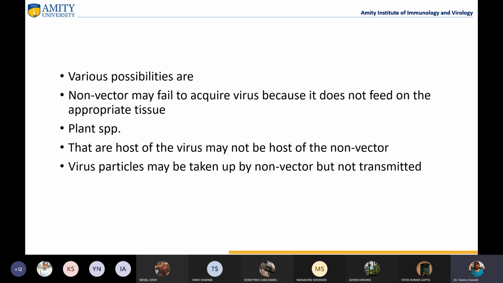Another possibility is that a non-vector may fail to acquire the virus because it does not feed on the appropriate tissue. That could be the reason. Then the plant species is different, it is not the host of the particular vector. Or the virus could be taken up by a non-vector, but then it will not be transmitted because it is not a vector of that particular virus. So there could be many reasons.